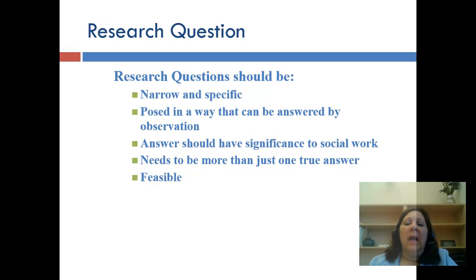Okay. And also a research question has to be feasible. We have to actually be able to do it. So for example, we can't say how many people like to wear blue on Thursdays in the United States. We could never be able to get the answer to that. We couldn't ask everybody at the same time. We couldn't find all those people and be able to answer that. So it has to be something that you can actually accomplish.